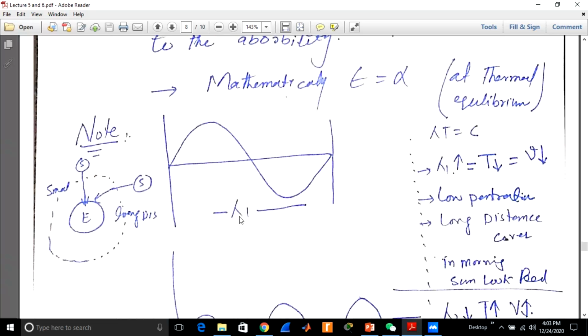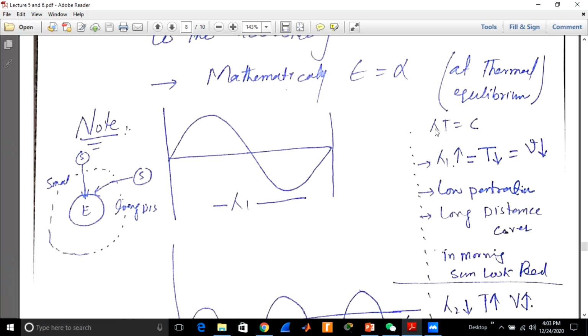So let's start that. As you know that lambda T is equal to a constant. So if lambda increases, the temperature will decrease, as there is an inverse relation between them. As lambda is equal to C divided by T, so if lambda increases, the temperature will decrease.